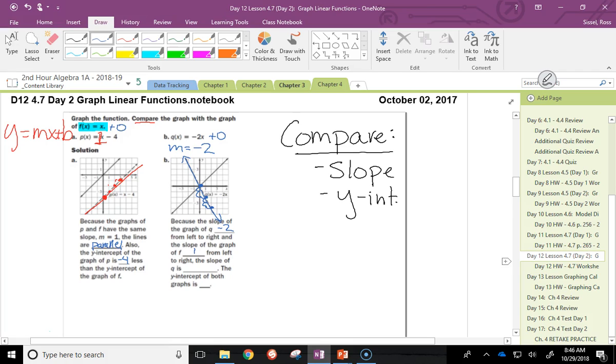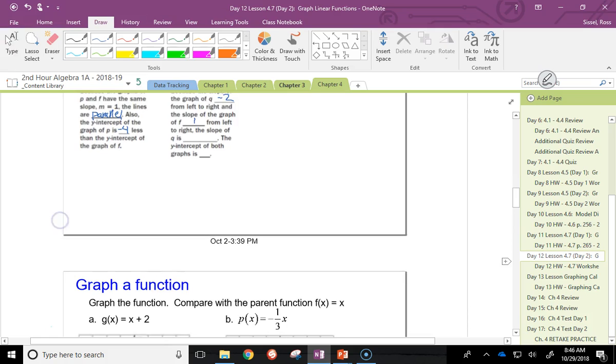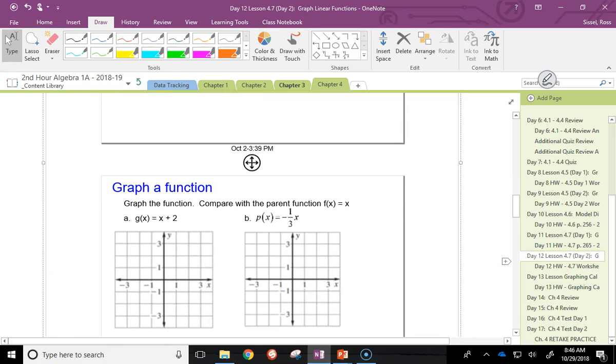So remember when you're comparing, on your homework tonight, those are just going to compare those two things. You have to mention them, say if they're the same or if they're different. Okay.